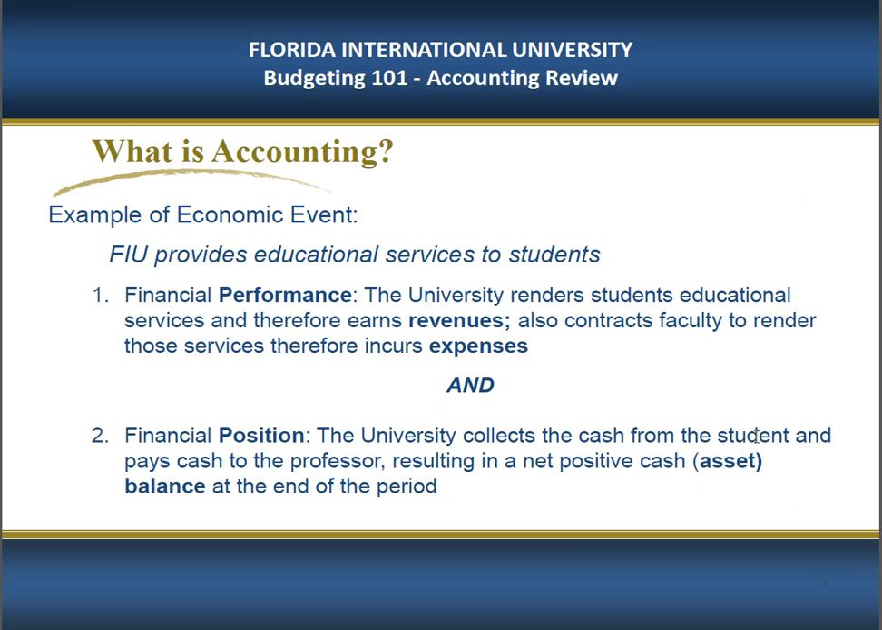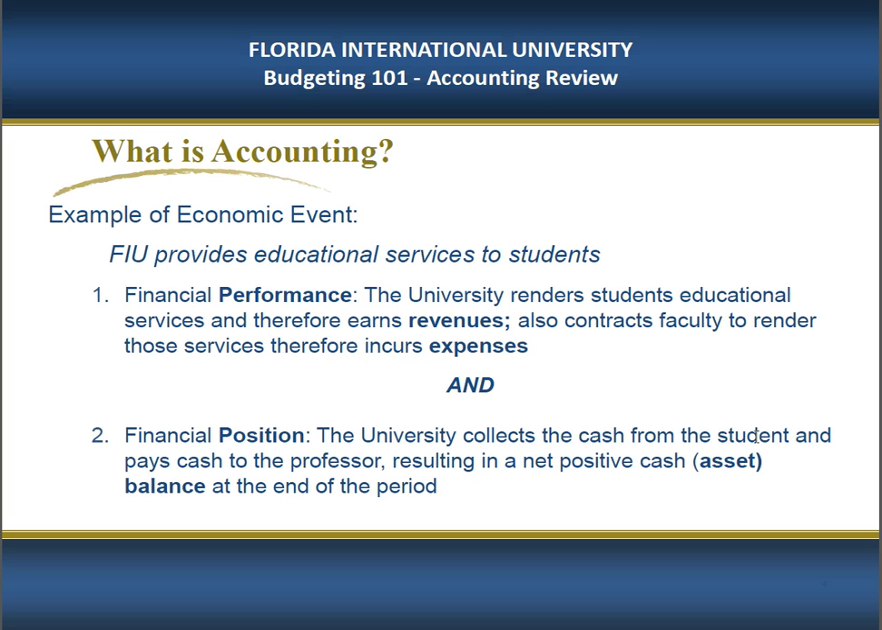Let's talk about an example here. FIU provides educational services to students. That is our main mission. Remember, two sides to accounting. Let's talk about them. Financial performance. The university hires faculty to render our students educational services. When those services are rendered, the university earned revenues. However, we owe the faculty payment for their services that allowed us to earn revenue. Those are called expenses. Again, revenues and expenses.